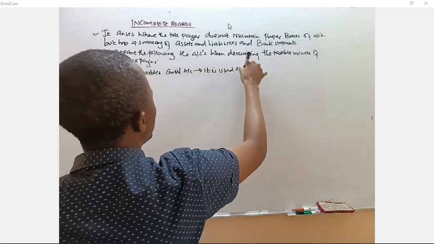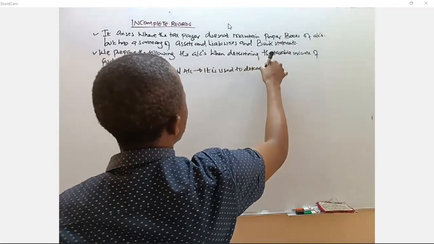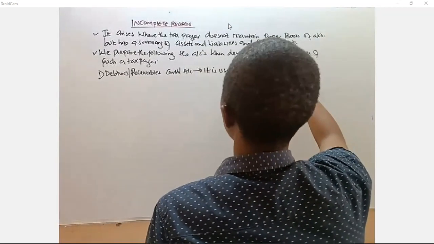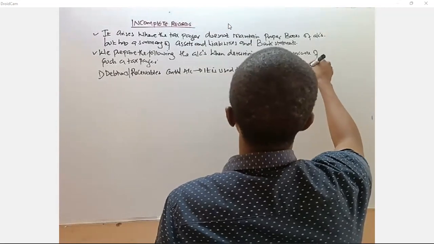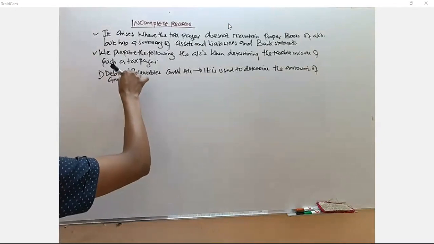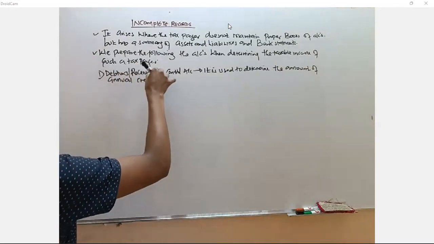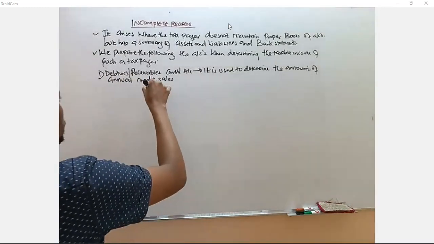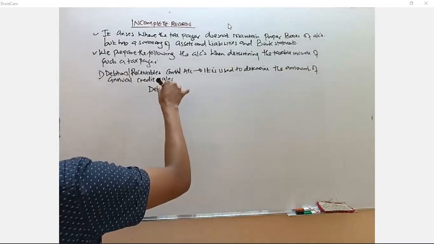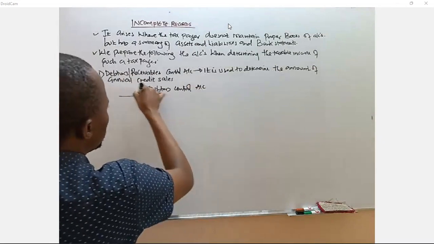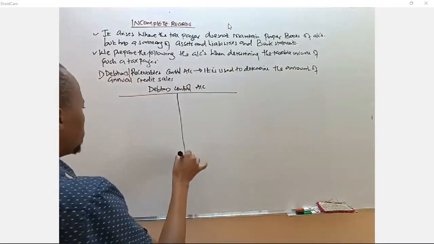It is used to determine, it is basically computed to determine the amount of annual credit sales, which form part of your assets. So in this case, you have to ask, how am I supposed to prepare my debtors control account? Debtors control account. Then I'm going to open my T account there.